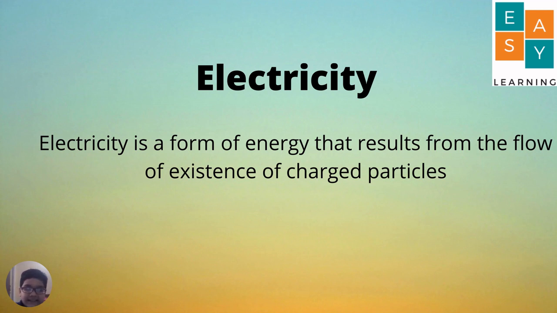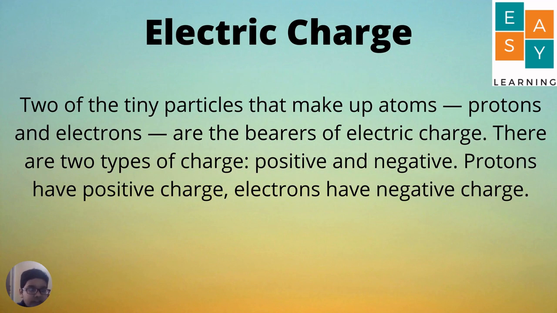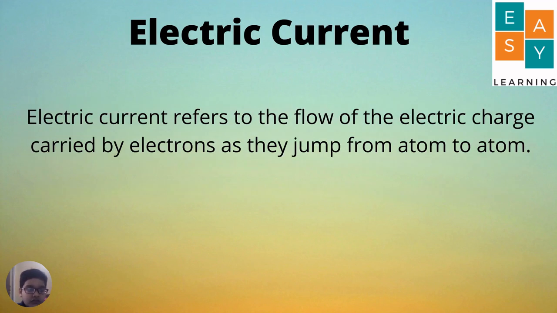Electricity. What is electricity? Electricity is a form of energy that results from the existence of charged particles. And what are charged particles? Two of the tiny particles that make up atoms, protons and electrons, are the bearers of an electric charge. There are two types of charge, positive and negative. Protons have the positive charge and electrons have negative charge.